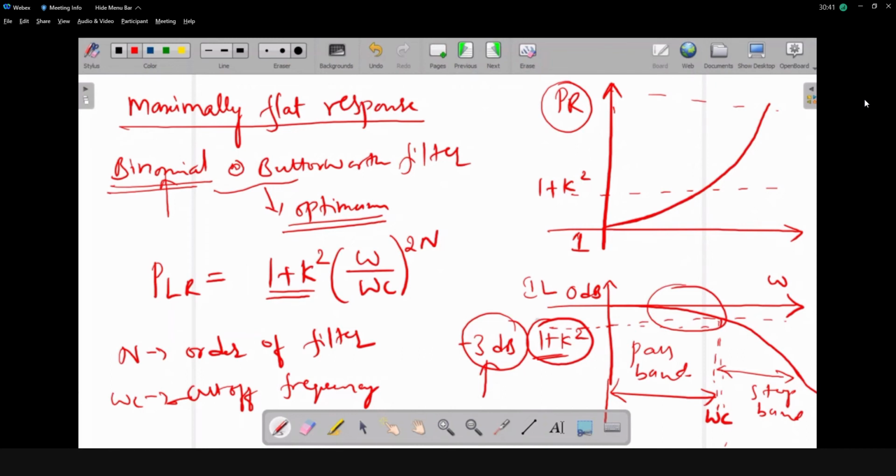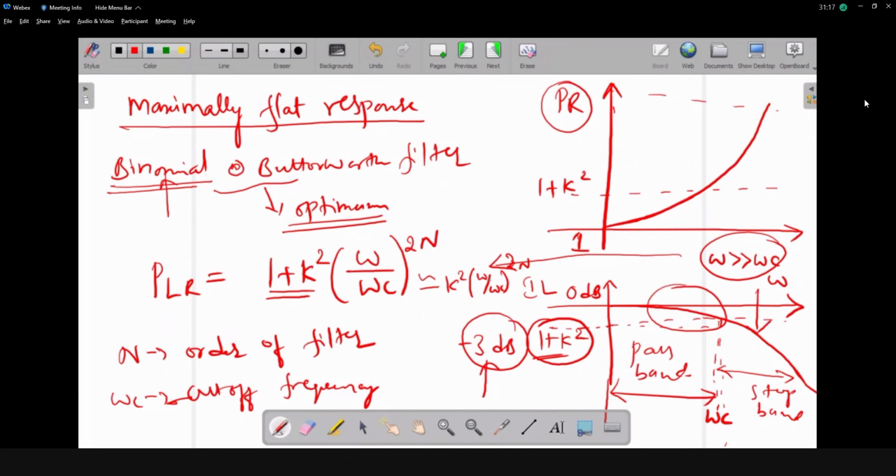And if omega is greater than omega c, in the stop band, if omega is far greater than omega c, then the power loss ratio is approximately k square into omega by omega c whole power 2n. So this is for the stop band, where omega is far greater than omega c.